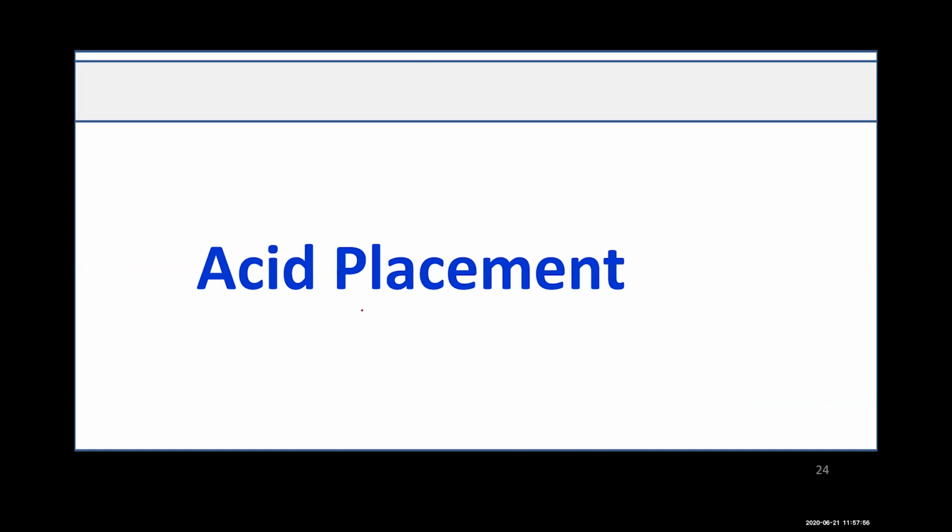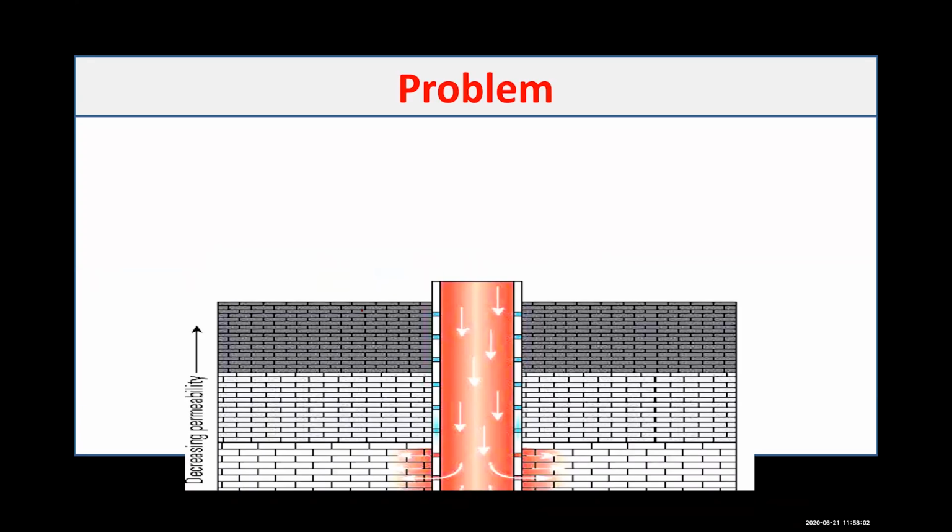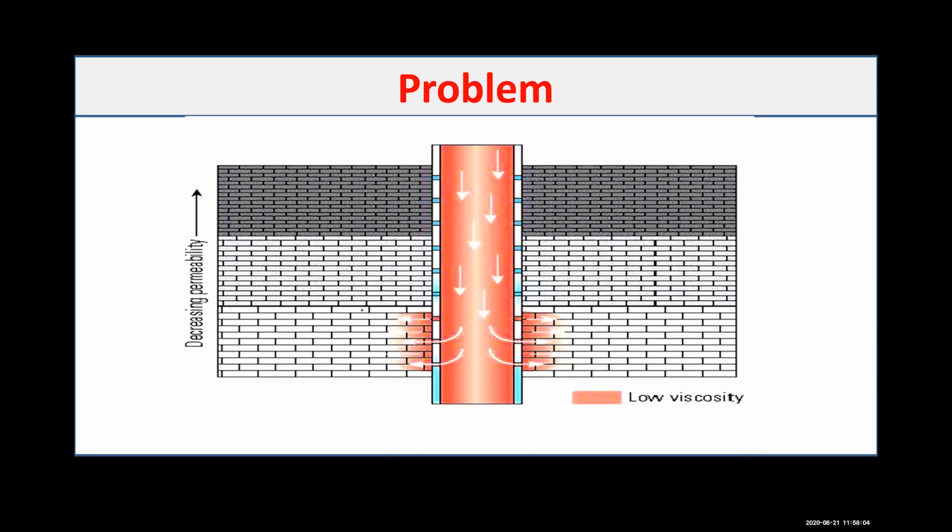The final topic of my slides today is acid placement and what the best way to place the acid will be. Let me first start with the issue. When we have a vertical well, usually we have heterogeneity in permeability. Imagine a case where the bottom part has the high permeability, then the top part has lower permeability, and the topmost has the lowest permeability.